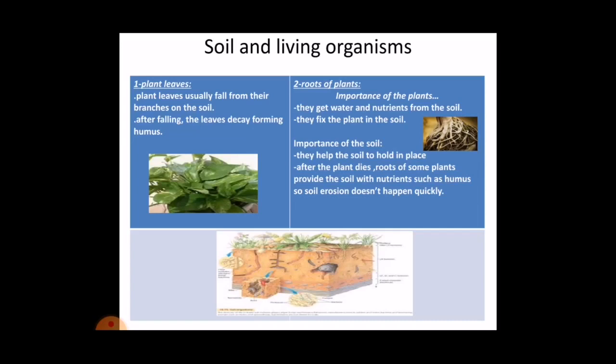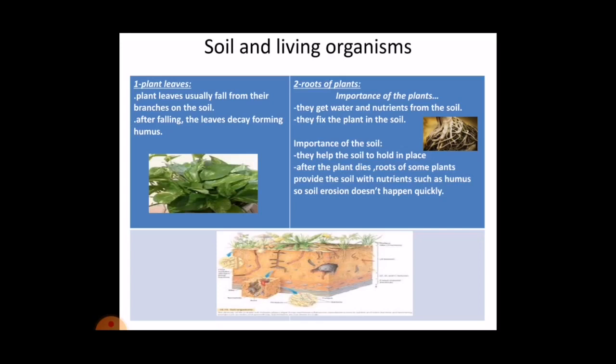The top soil layers and living organisms. The top soil layers contain roots of plants, earthworms, some spiders, leaves of plants, and ants and insects. Number 1, plant leaves. Plant leaves usually fall from their branches on the soil. After falling, the leaves decay, forming humus.